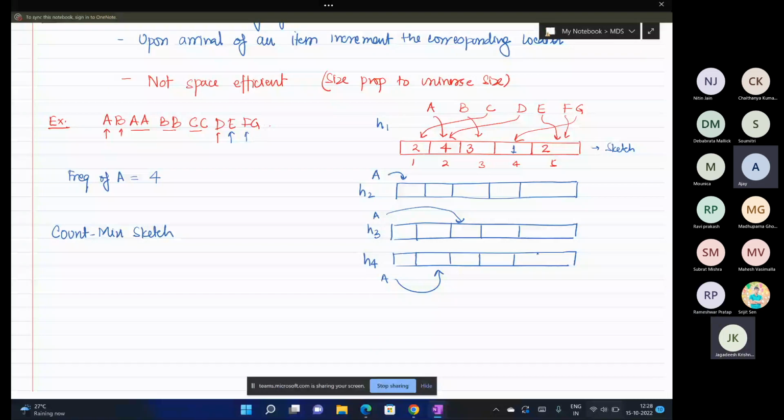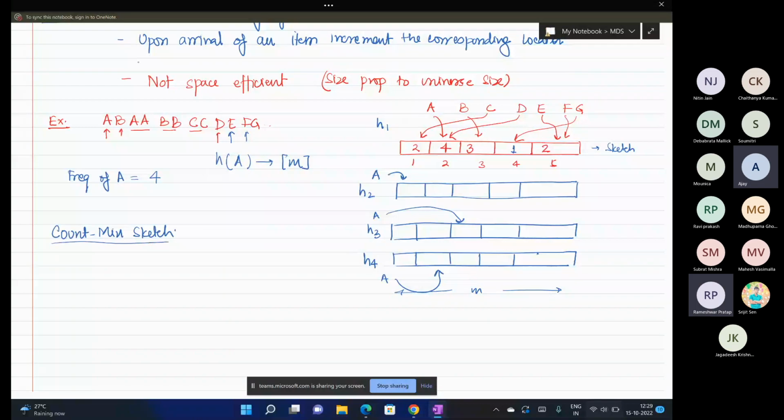Sir, will we be keeping track of where A is bucketed or binned? Yes. That track we keep via these hash functions, right? These hash functions take an element and map it to, suppose this is M, so they map to this M. These hash functions take an element of the stream and assign it to one of the locations in M. Okay, sir. Thank you.